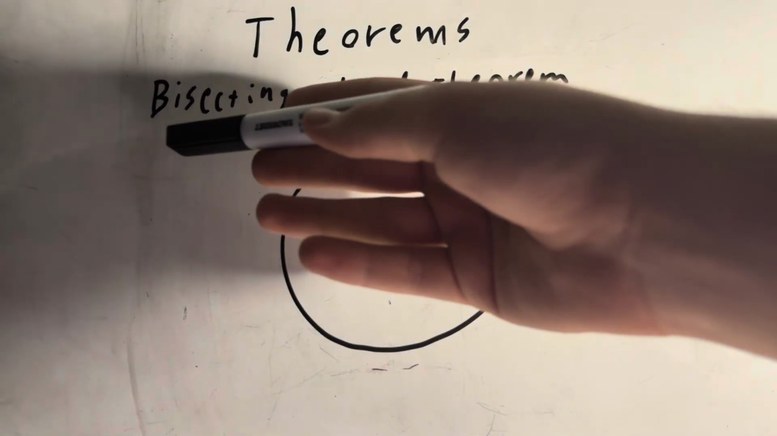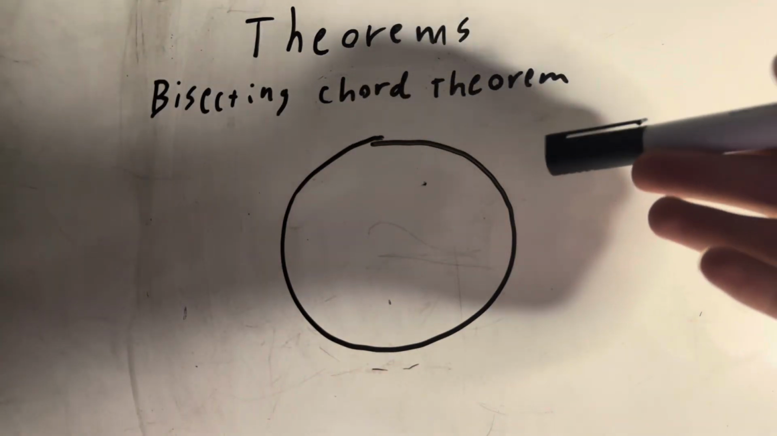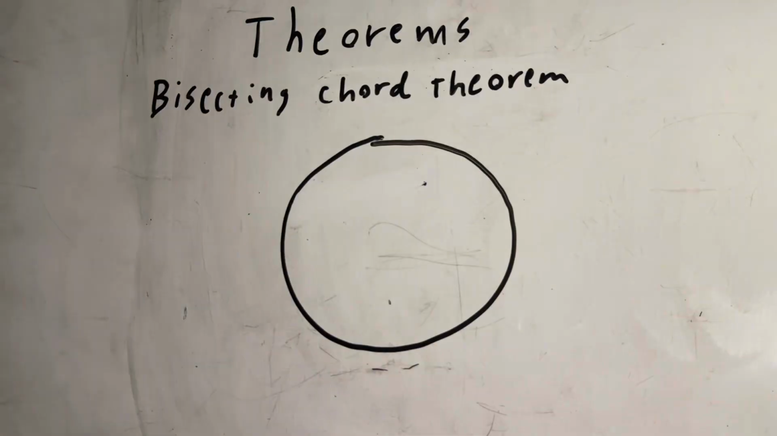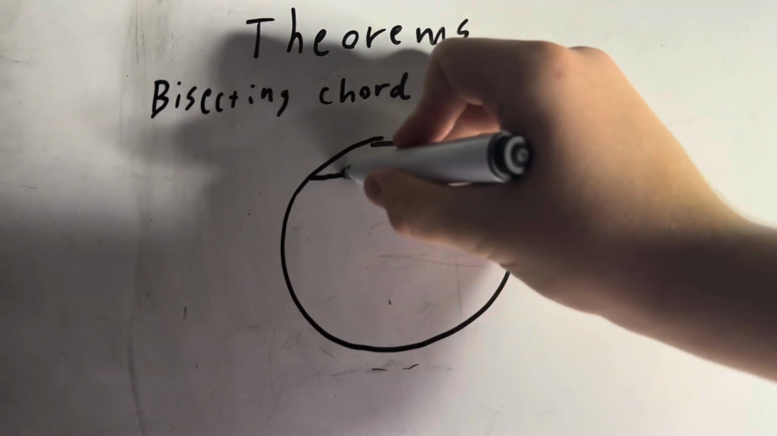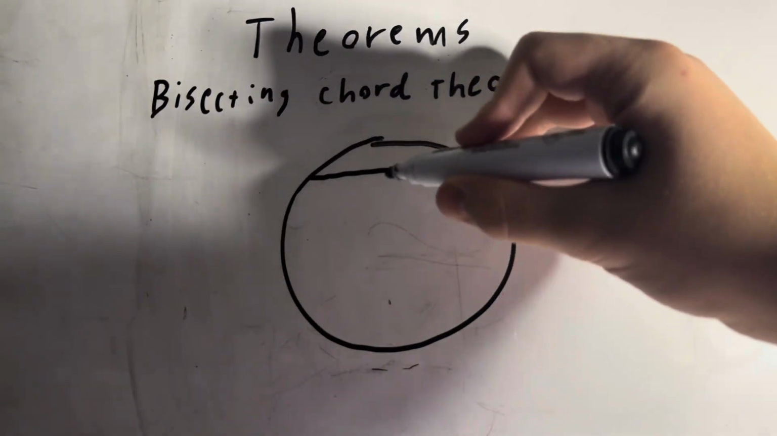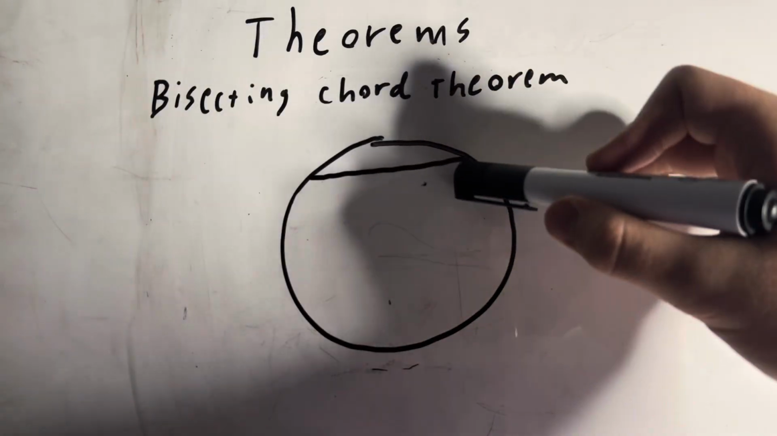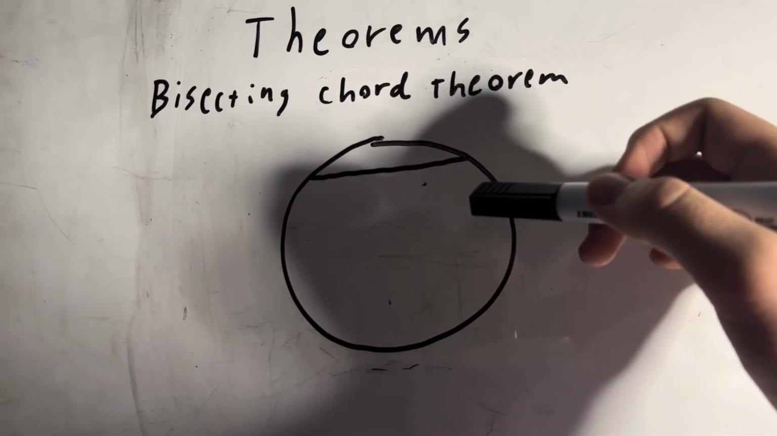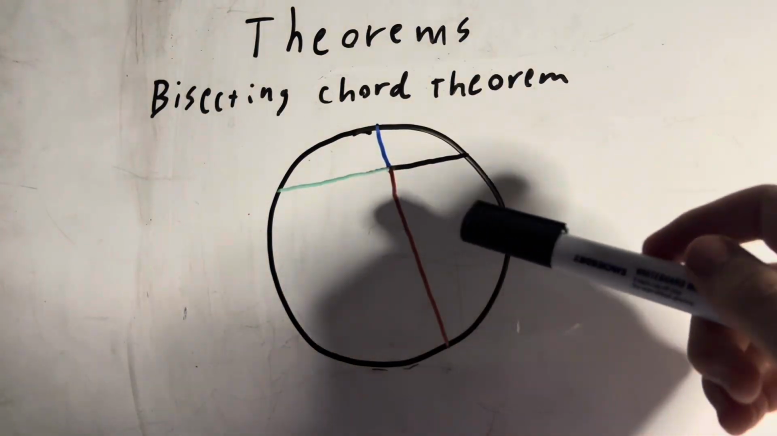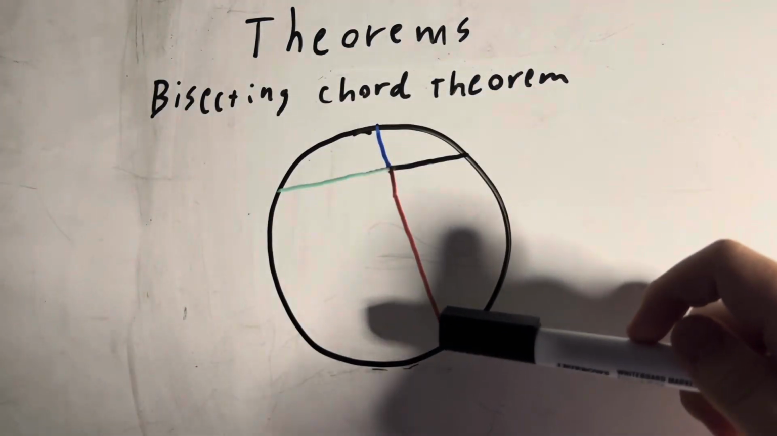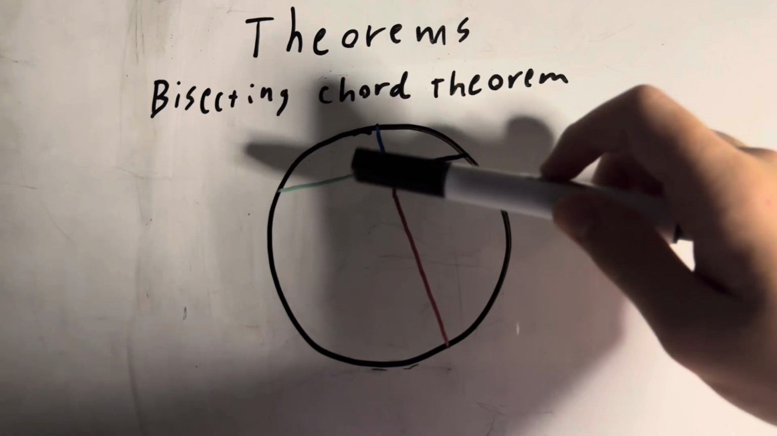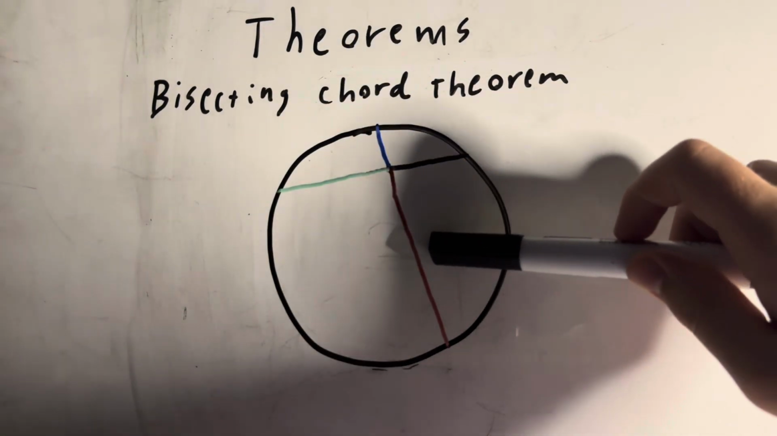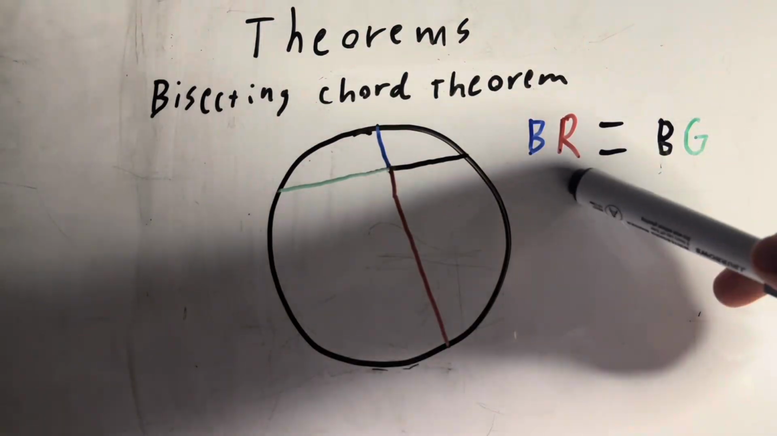Last but not least, the bisecting chord theorem. This is probably one of the most important theorems in all of trigonometry. It states that when you have a chord, which looks like this, it's basically just a cut that touches 2 sides of the circle that never goes through the middle of the circle. The theorem states that when you have 2 chords intersecting each other, this green times this black is equal to blue times red, as stated here.